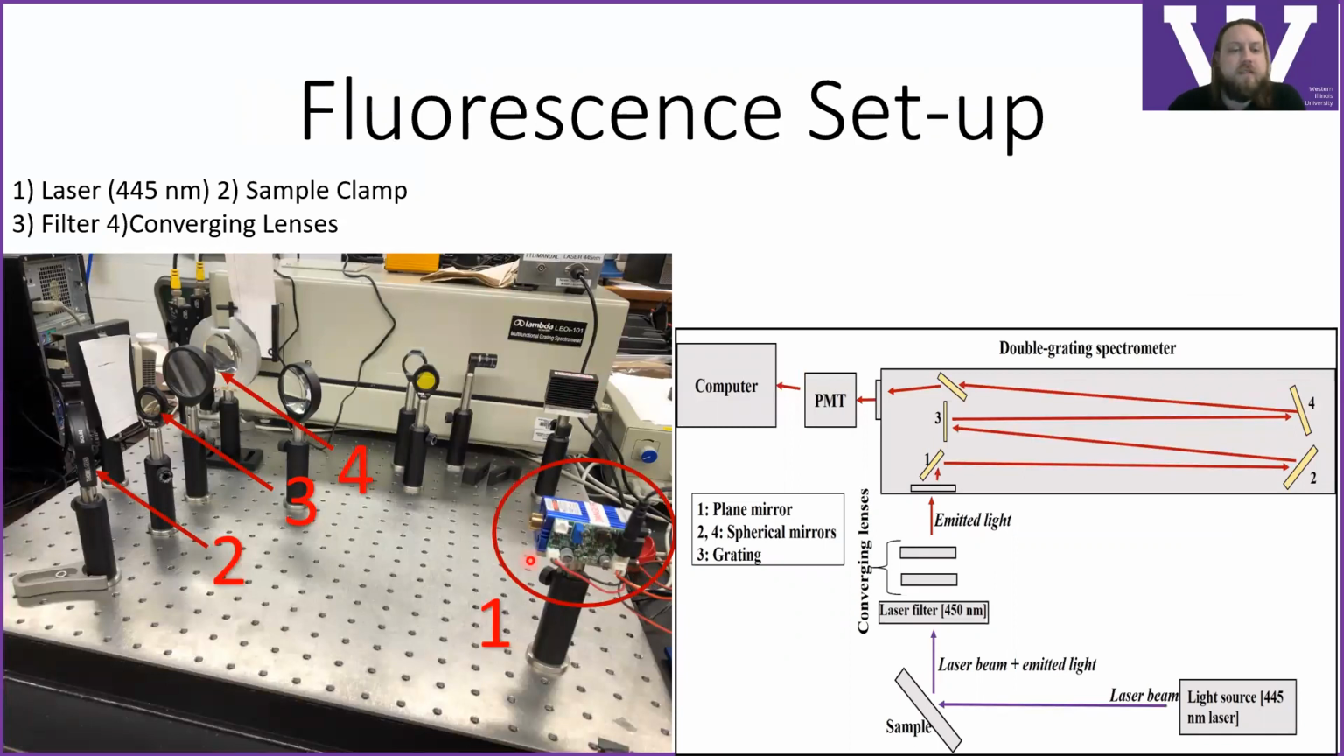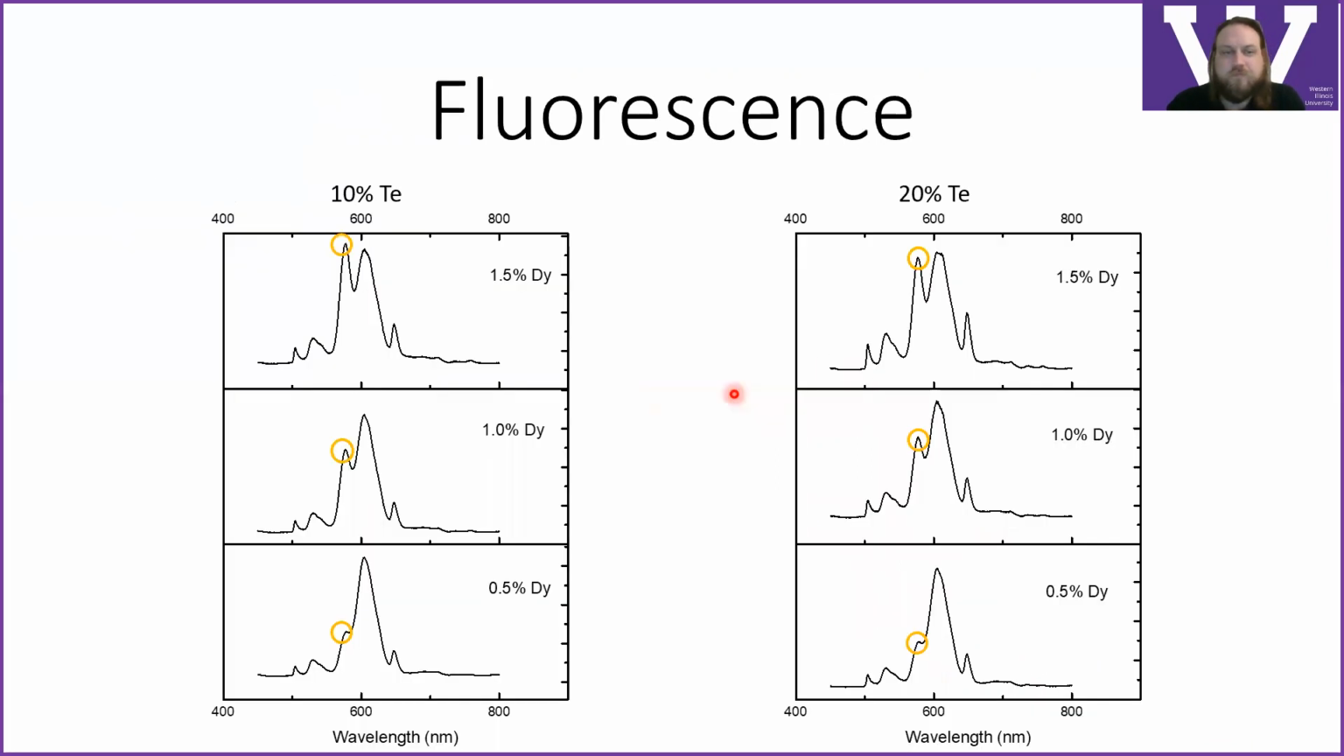So our setup goes like this. We have our laser light, 445 nanometers, reflects off of our sample, hits this filter here. The filter takes out anything from 450 nanometers or below, so that our laser isn't going into our spectrometer. We then focus that light into the spectrometer. The spectrometer bounces the light off of some mirrors and through a grating so that it separates all of the different wavelengths. Our photomultiplier tube increases the intensity of these detected wavelengths, and then our computer reads them.